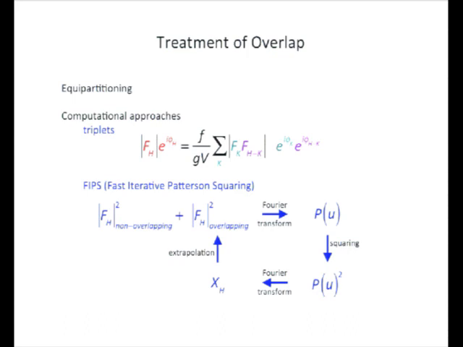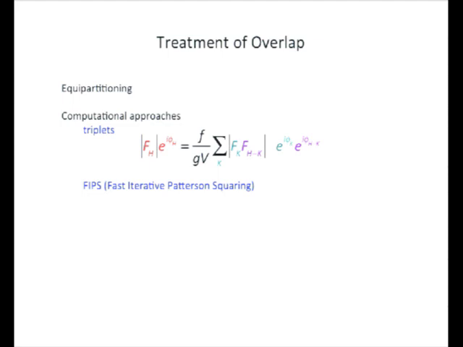Okay, so those are two methods if you don't have too many overlapping reflections. Let's say not more than 50%. What if you've got more than 50%? Well, we're not done. There are some experimental ways of approaching the problem.